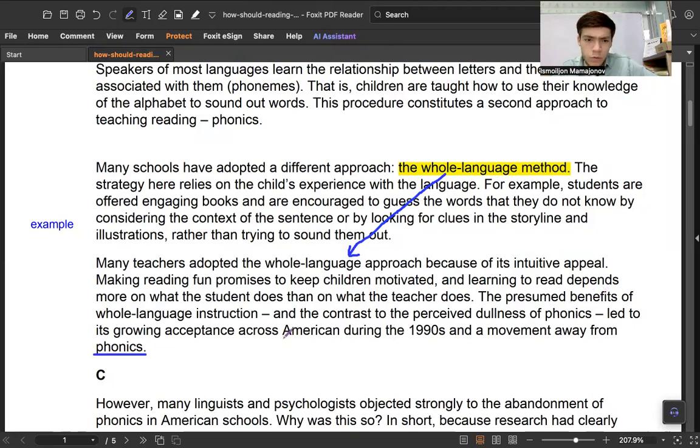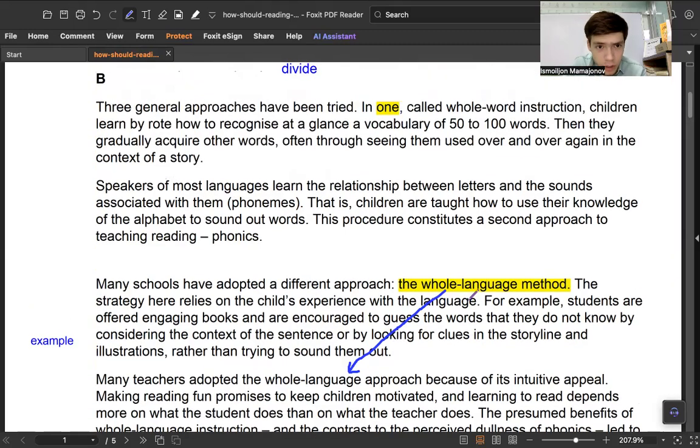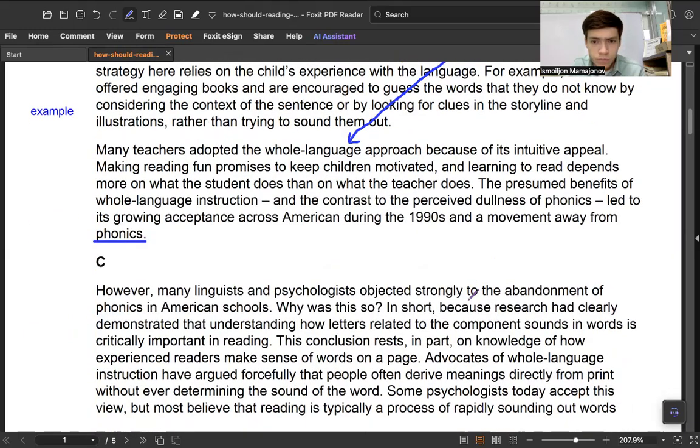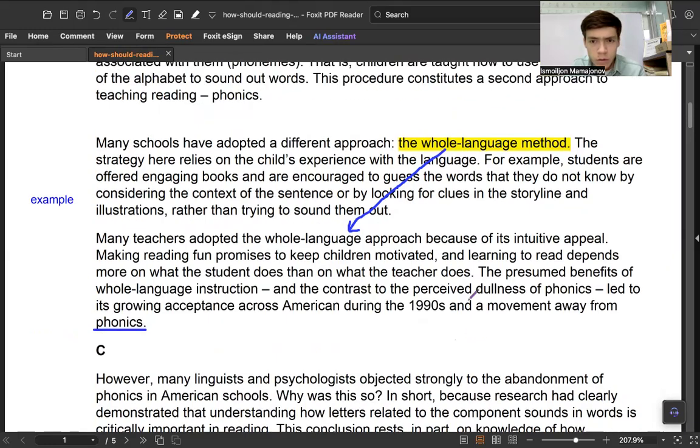So they are moving away from phonics, but the question is, I didn't read three general approaches. I read whole word approach, whole language approach. But where is the third? What is the third one? Have I read that? They said three, but they didn't give three.